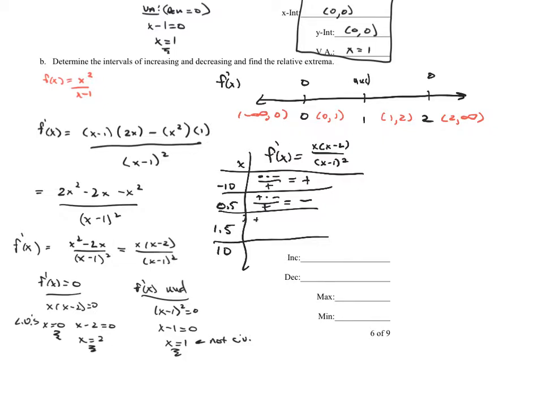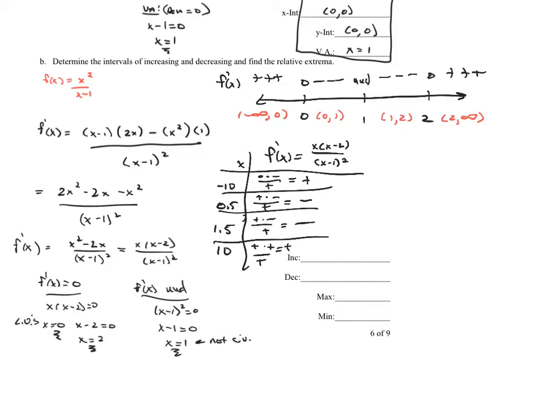For 1.5, I'd have a positive first factor, and that second factor is still negative, and on the bottom, again, always positive. Positive times a negative over a positive is, again, negative. Plug in a 10, I'd have a positive times a positive all over a positive, which is positive. So marking this on my table, my derivative in the first interval is positive, the second interval is negative, the third interval is negative, the fourth interval is positive.